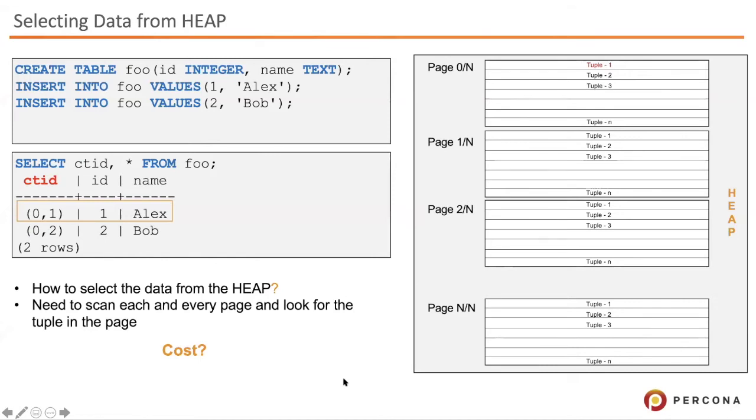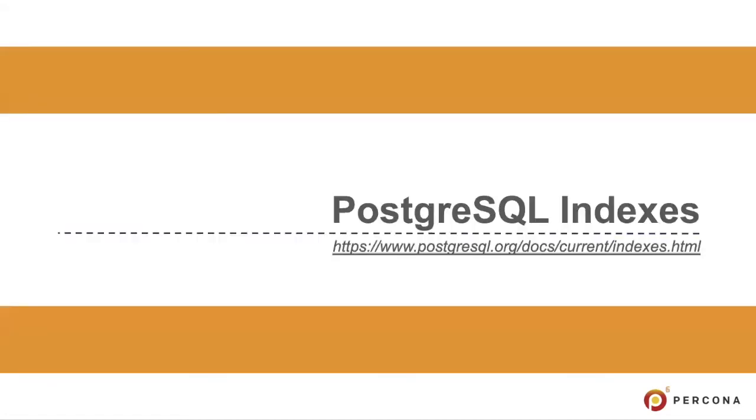And what is the problem here when you are selecting all the data? It's the cost, because you are paying the cost to sequentially scan the pages to look for the specific value, because the values are stored in an unordered way. It's most costly to select the values like that. So what's the solution? This is the solution.